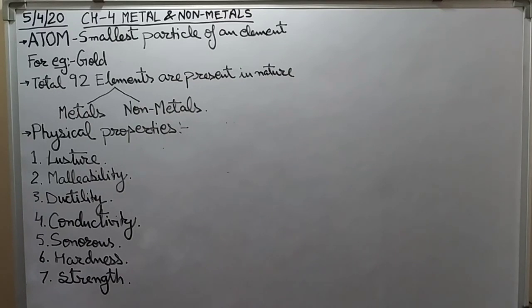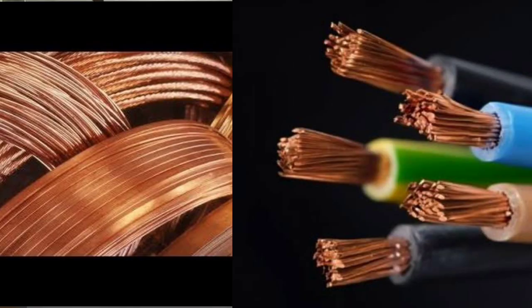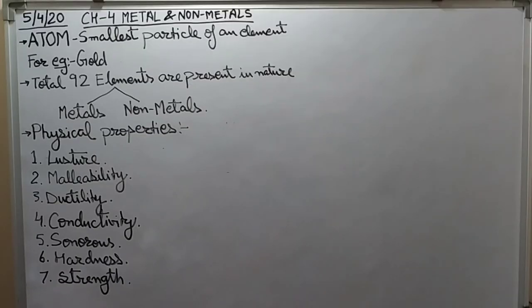Now the third property is ductility. Ductility means what? The property of metals by which they can be drawn into wires by beating them with hammer or by machine. For example, copper wire, the aluminum wire. You are using those wires for supplying electricity in your home. Non-metals are not ductile. For example, sulfur and phosphorus, because they are brittle in nature. Brittle means soft, nazuk.